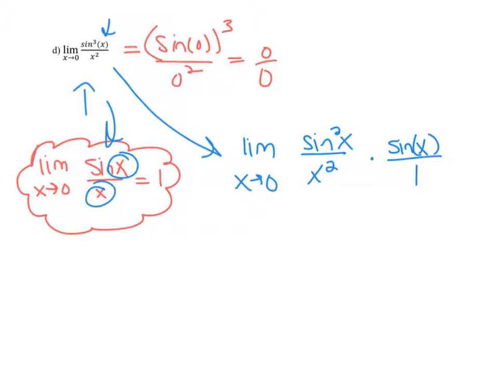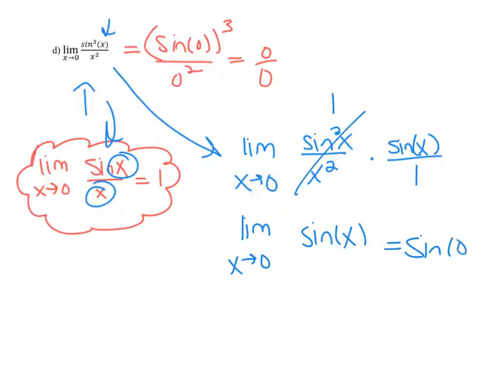I did not change the problem at all. I just manipulated it. Now I get my rule to cancel to 1, and I really have the limit as x approaches 0 of sine x. Just substitute the 0 in, and I end up getting my limit as 0.